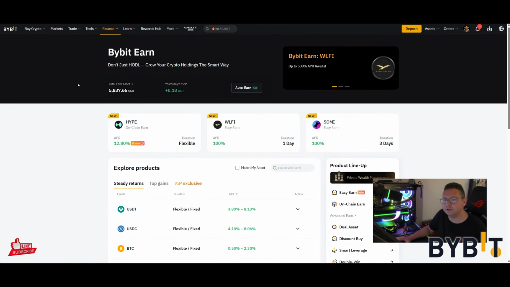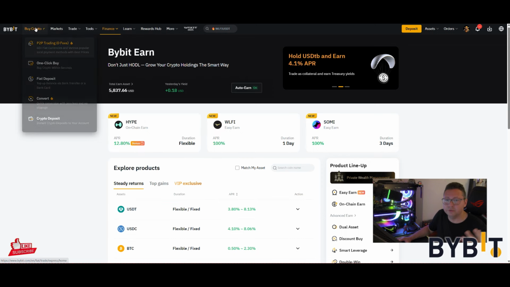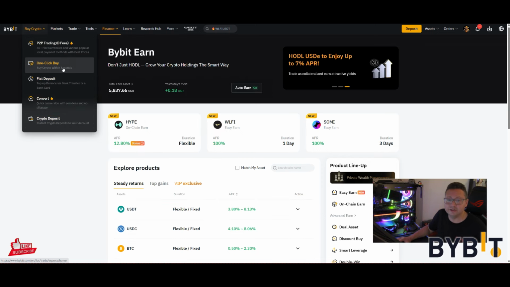So those core features are the ones that I'm using here on Bybit. First of all, signing up, start to trade here, start to buy with Fiat. If you're new, then of course you need some cryptos to start with, and therefore you need to buy with Fiat here with the buy crypto tab.